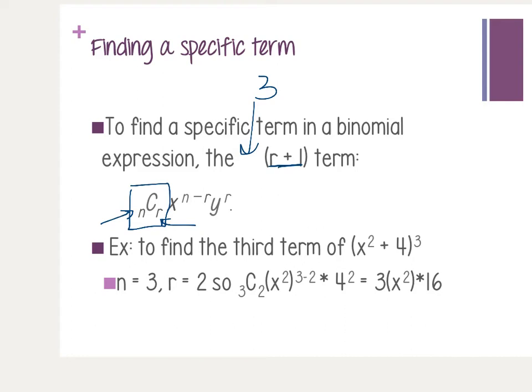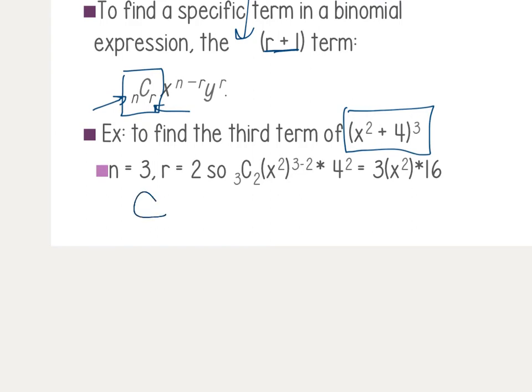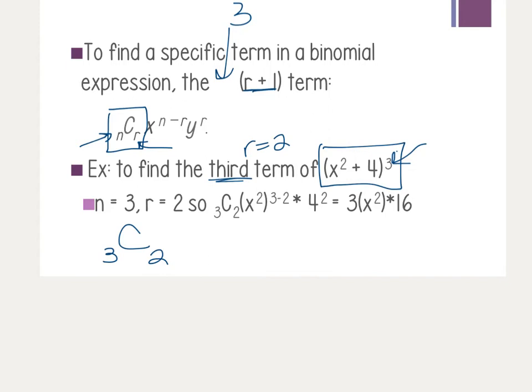So if I wanted to find the 3rd term of this, then I would find the coefficient. This is the 3rd term, meaning that r would be 2. This is my exponent, which would be 3. My r would be 2. And then I'm finding the x, which is this one, to the n minus r, which would be the 1st power, and the y, which is this term, to the r, which is 2.